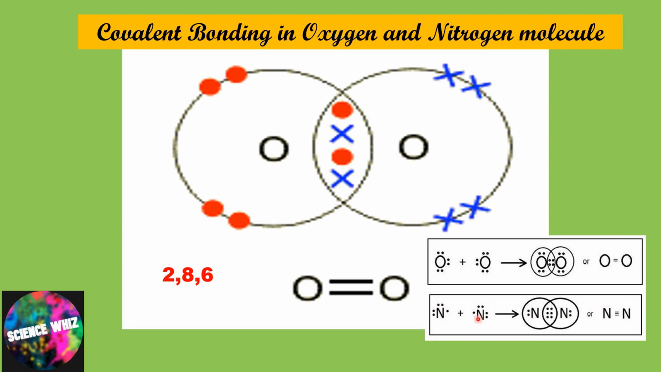Nitrogen atom has 5 electrons in its outer shell. 2 nitrogen atoms each will share 3 electrons to form a triple covalent bond and make a nitrogen molecule. As you know, each electron pair is one bond. Nitrogen has 3 bonds between its atoms. Hence, it's called a triple bond.